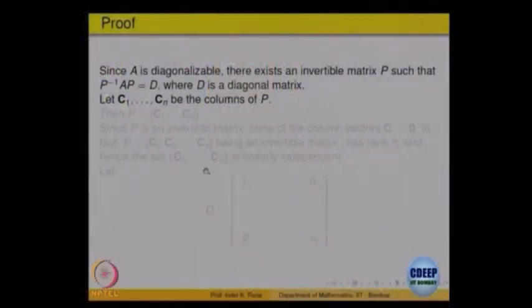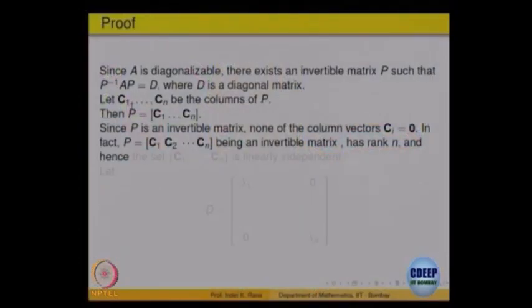So, let us just run through the proof again. Suppose A is diagonalizable, then there is a matrix P such that P inverse AP is a diagonal matrix. So, diagonalizability implies there is an invertible matrix P with this property. Let us call C1, C2, ..., Cn the columns of that matrix P, so P is given by C1, C2, ..., Cn. Since P is invertible, none of these vectors could be 0, because they form a linearly independent set. In fact, being an invertible matrix, it has full rank, so they are linearly independent.